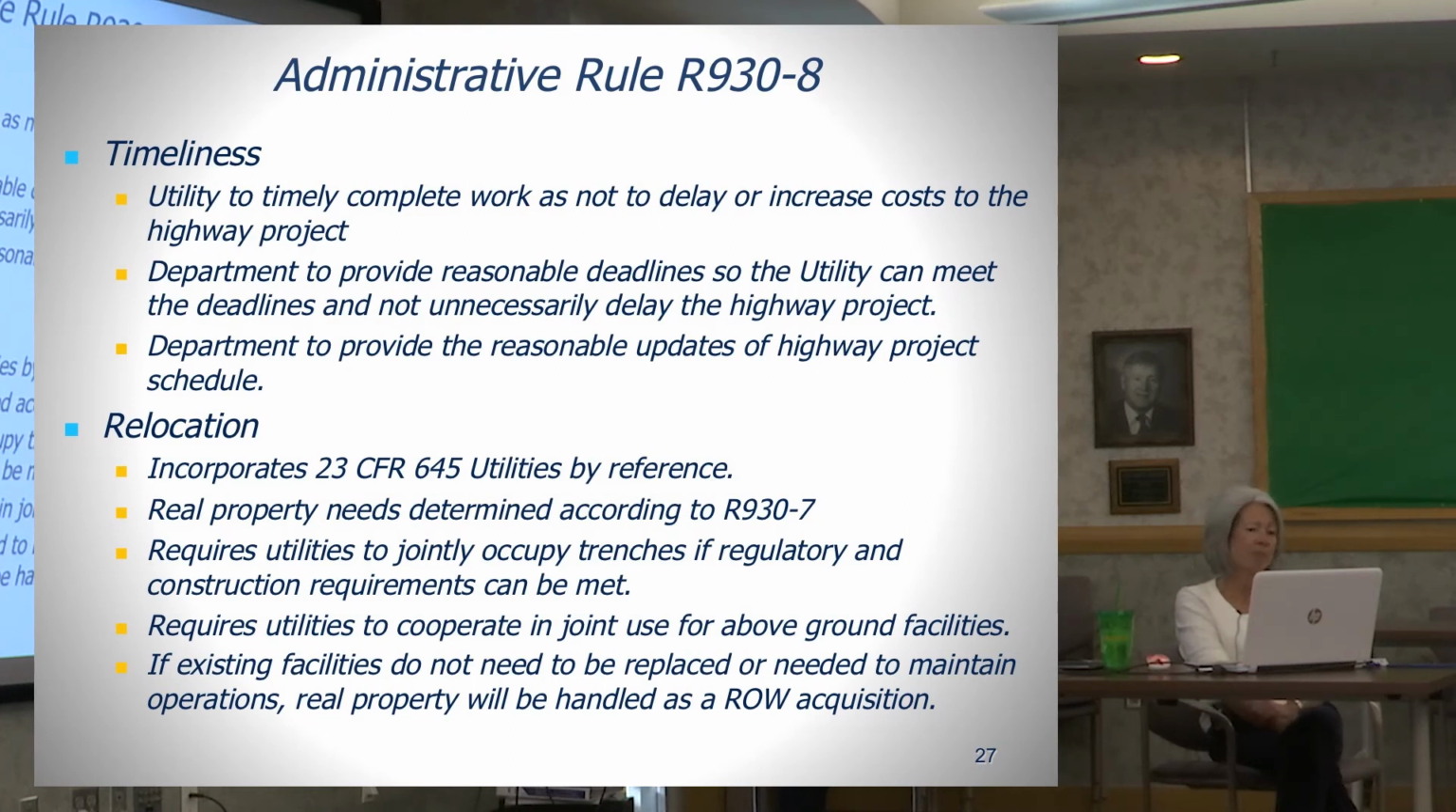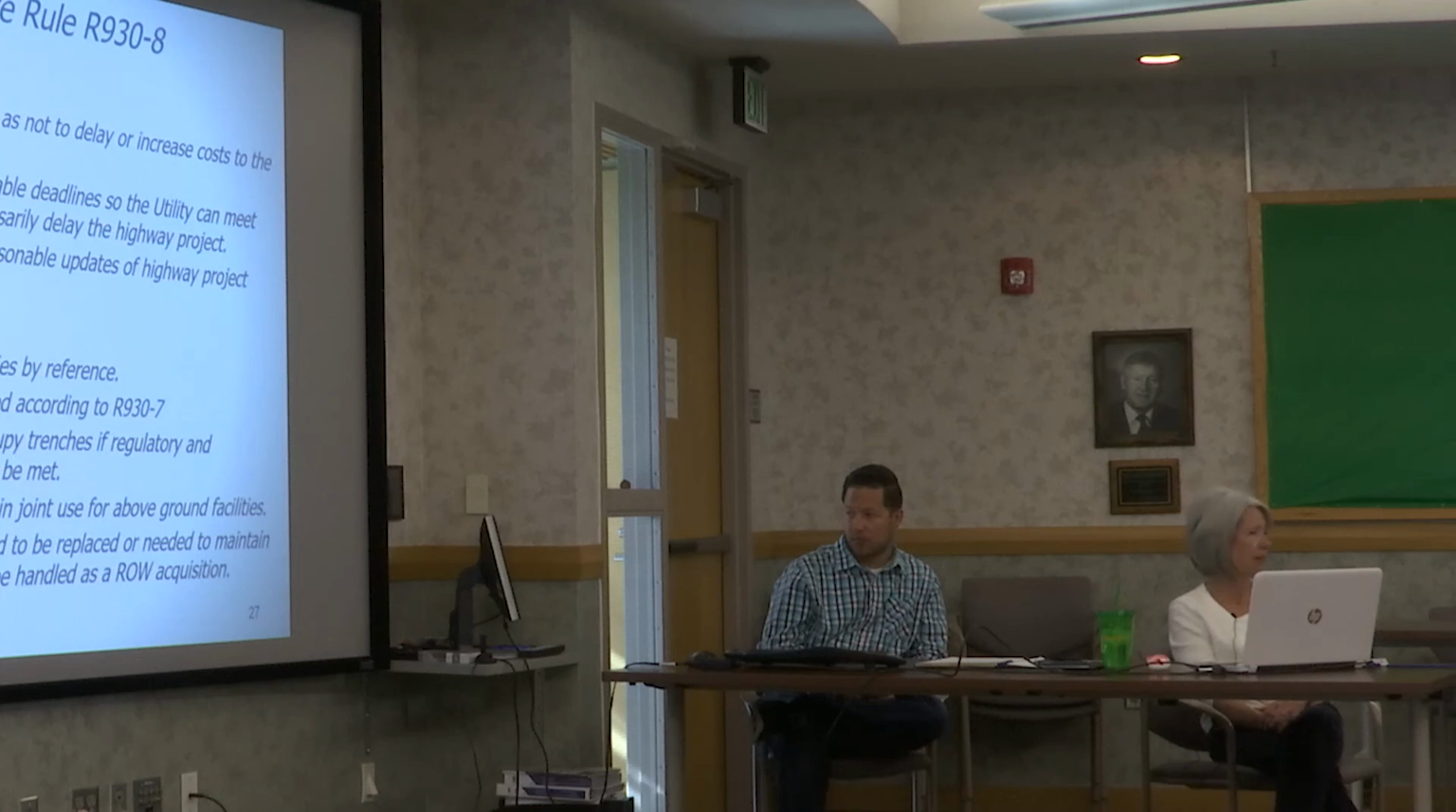It requires utility companies to jointly occupy trenches if their regulatory and construction requirements can be met. So, yeah, occasionally you'll have a utility company that doesn't want to participate in a joint trench opportunity. Now they're required to do it unless they have an operational reason not to. The department can compel them to do that. Also requires utilities to cooperate for joint use of above ground facilities, their installation and relocation. And if facilities don't need to be replaced at all, their acquisition will be handled as a right-of-way.